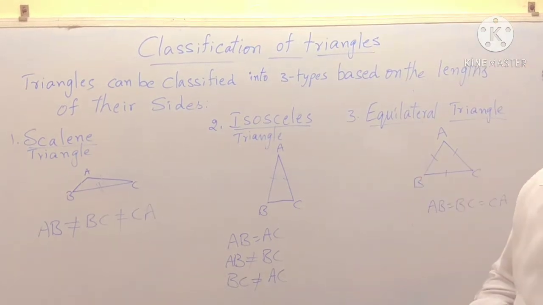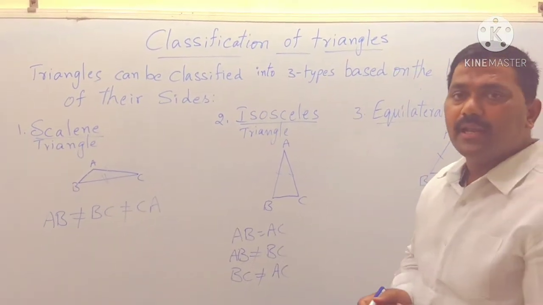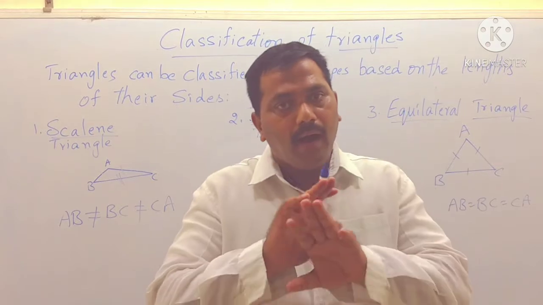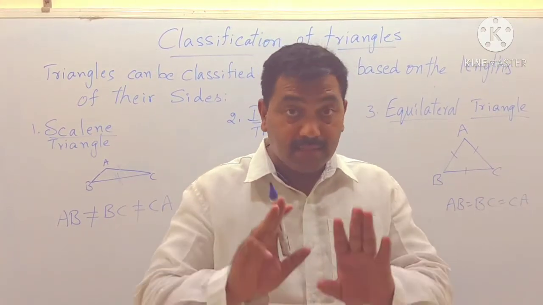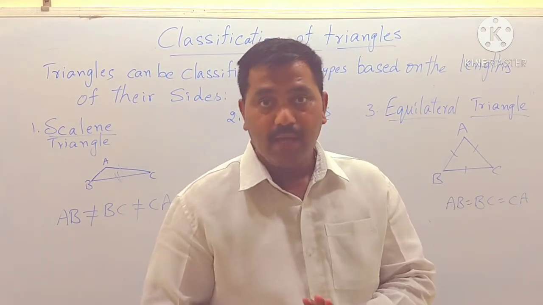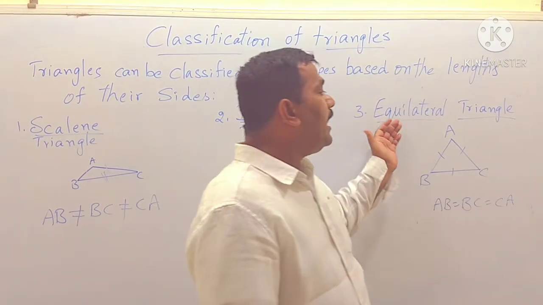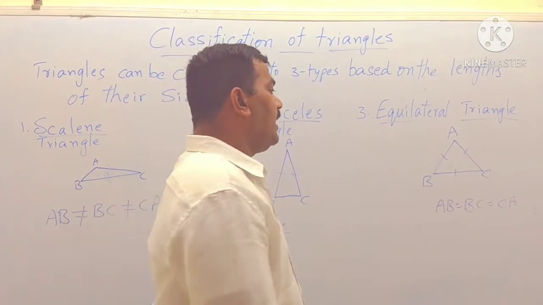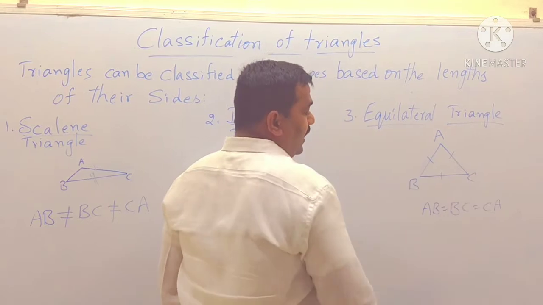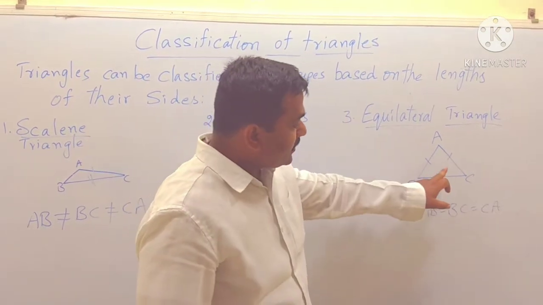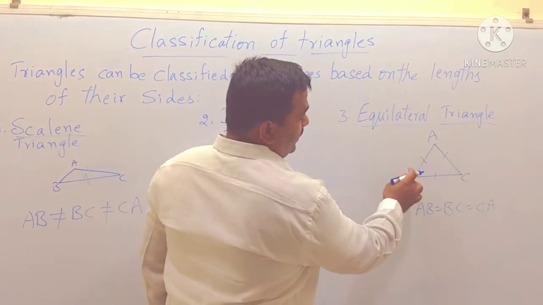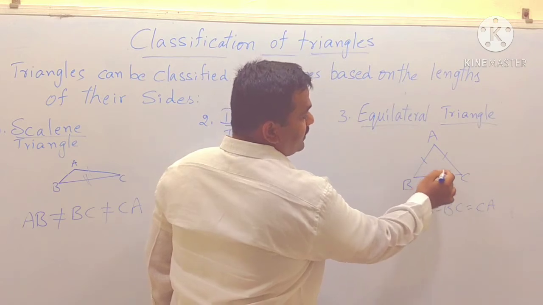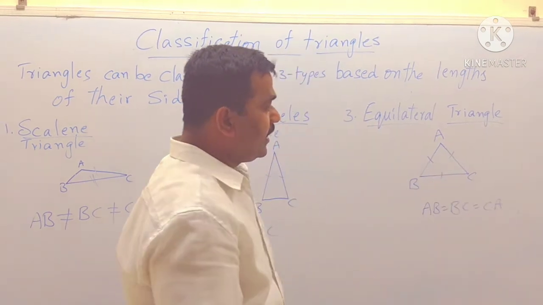Coming to the third one, equilateral triangle. In a triangle, if all the three sides are equal, then it is called equilateral triangle. In this triangle ABC, all the three sides are equal. AB is equal to BC, BC is equal to CA.